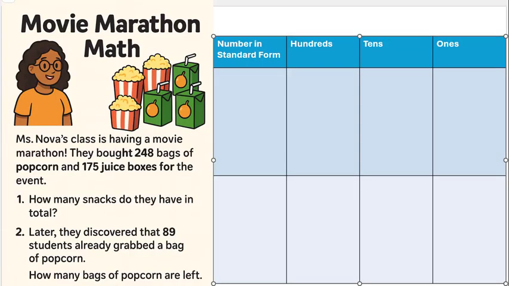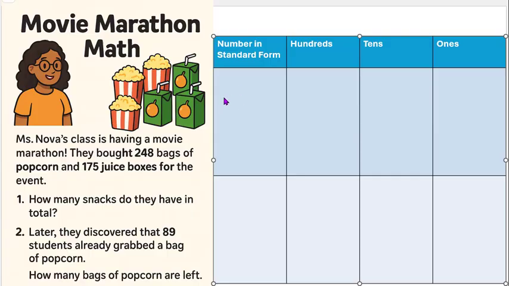So we're starting off with a movie marathon of math. Miss Nova's class is having a movie marathon. They bought 248 bags of popcorn and 175 juice boxes for the event. First question, how many stacks do they have in total?